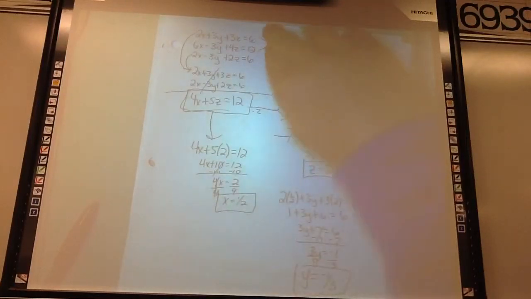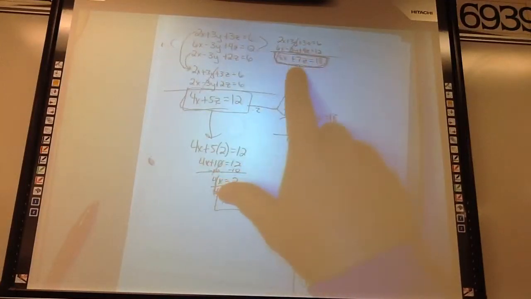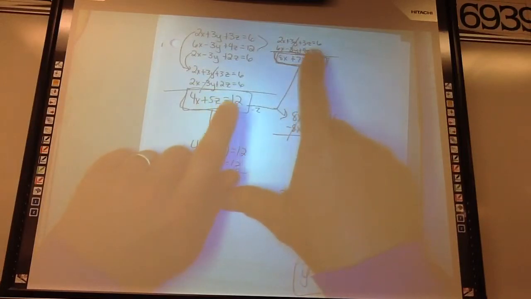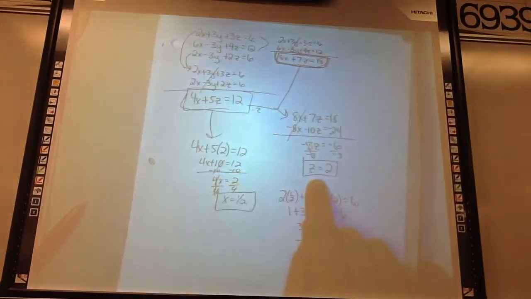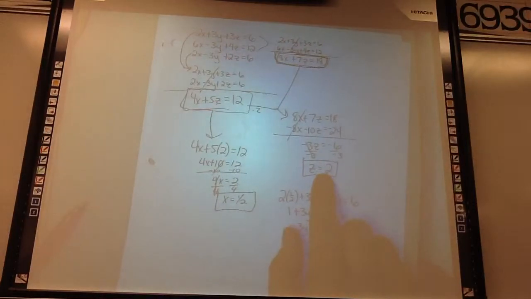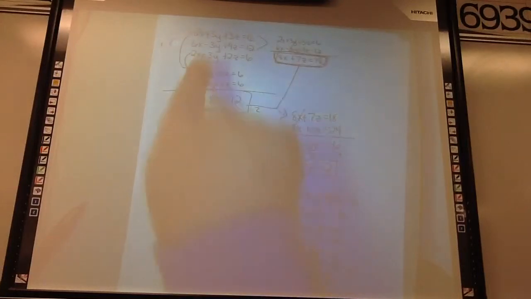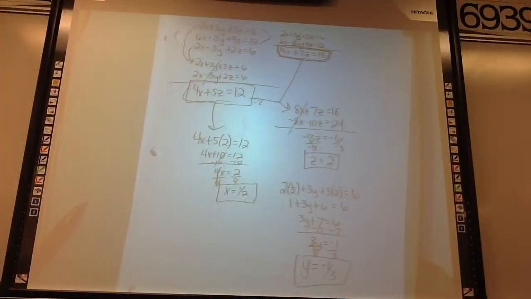Pick 2 of the equations, eliminate one of the variables. Pick a different 2, eliminate that same variable. If you get one thing wrong, you done messed up. Take those 2, do elimination again, and then you finally have one of your answers. Then you work your way backwards. Plug it back in, get another one of the variables, and then take those 2, plug it back in, get the last variable.